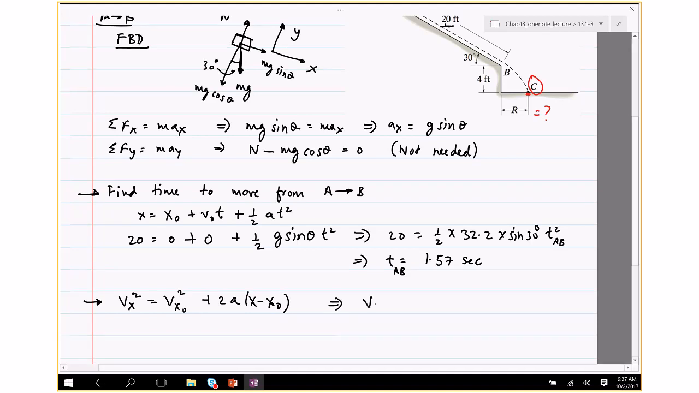So vx is an unknown, initial velocity is 0, gravity is 32.2, sine of 30 degrees, and then x is 20, initial position is 0. So if I solve for vx, I get 25.37 feet per second.